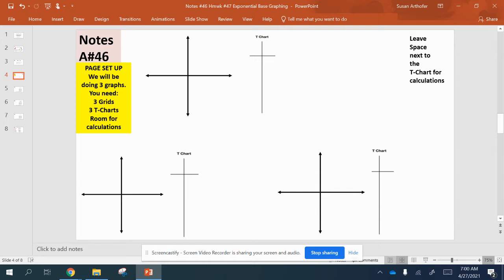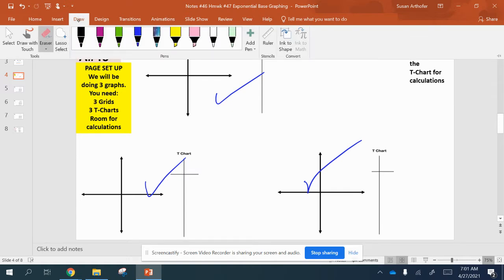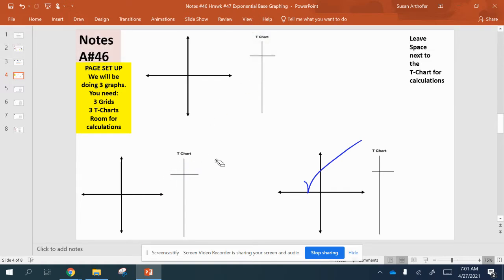This is going to be your page setup. Take a minute and look at this and listen to me for a second. We're going to be doing 3 graphs. So you're going to need 3 grids and 3 t-charts and room for calculations. If you want to take a minute to draw them out separately and then come back to the video, or draw them as we go, we are going to be doing 3. Okay, so let's get started.